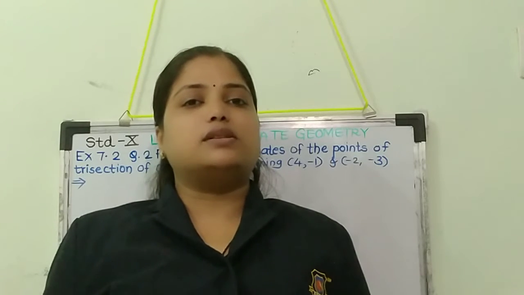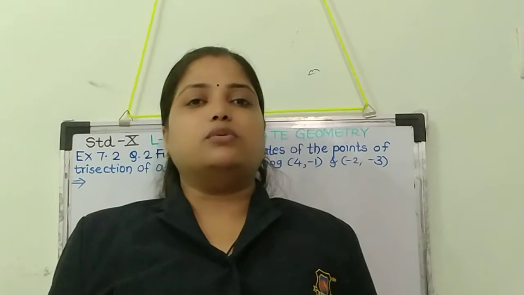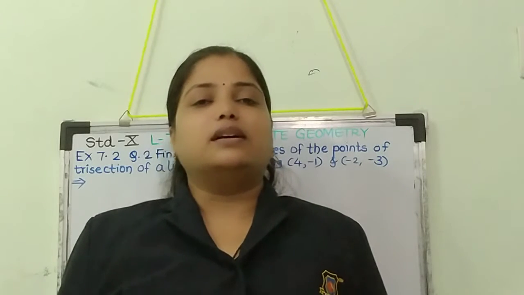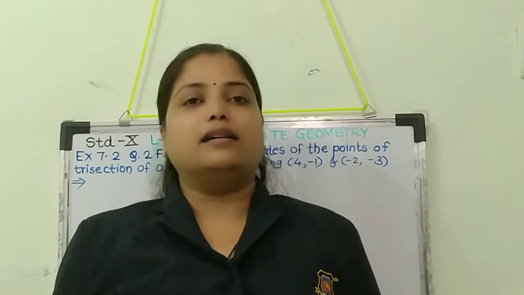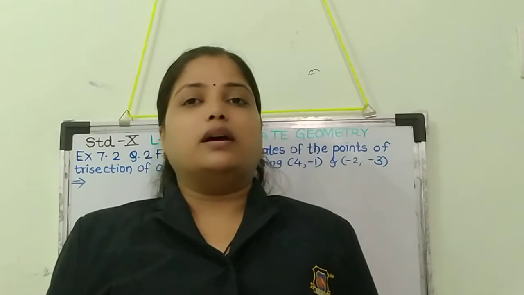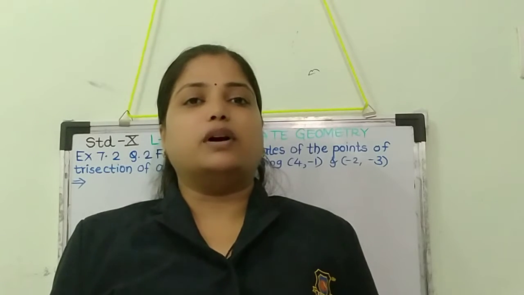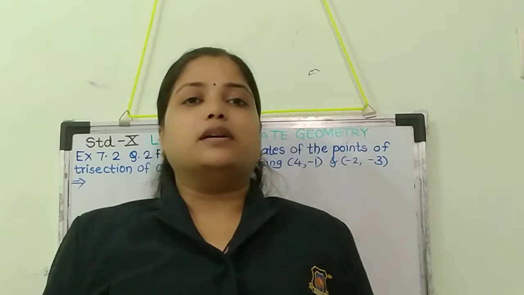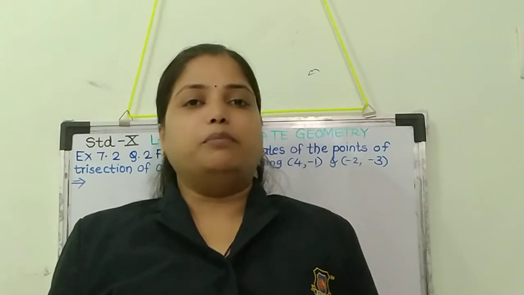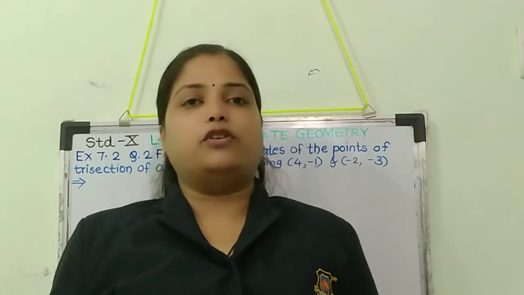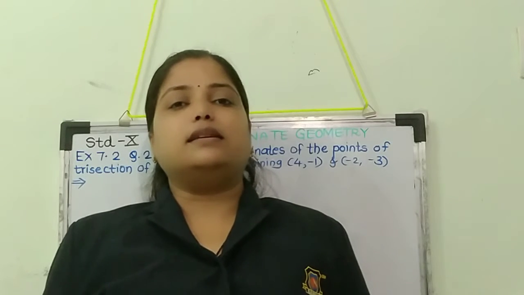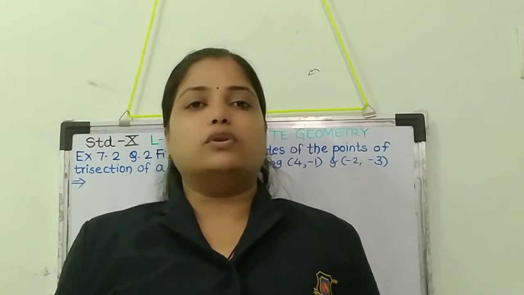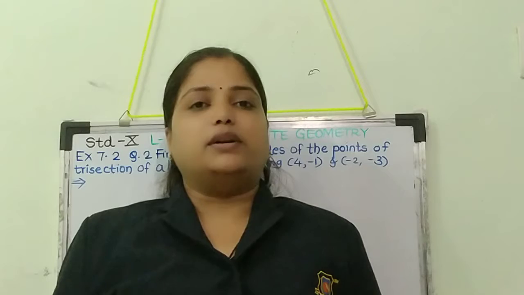We know the section formula: x equals m1 x2 plus m2 x1 upon m1 plus m2, and y equals m1 y2 plus m2 y1 upon m1 plus m2. When m1 equals m2, we get the midpoint formula, that is x equals x1 plus x2 upon 2 and y equals y1 plus y2 upon 2.